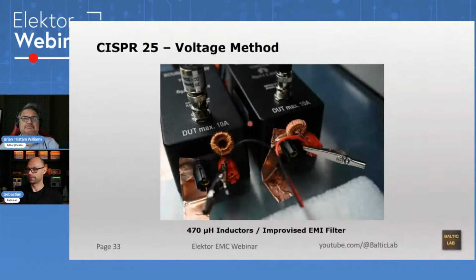So, the KISS principle, keep it simple, stupid. Two inductors. They are 470 microhenry inductors. And just for simplicity, I put them right in front of the LISNs. Of course, I could have hooked them up at the input terminals of the equipment under test. And that's, of course, where you would place them if you were to redesign an equipment under test. But just for this purpose, I put them right here.